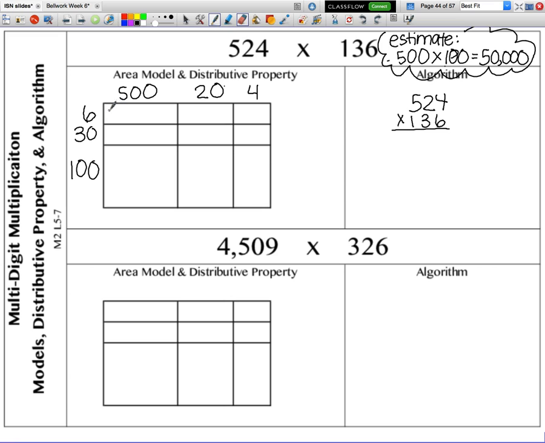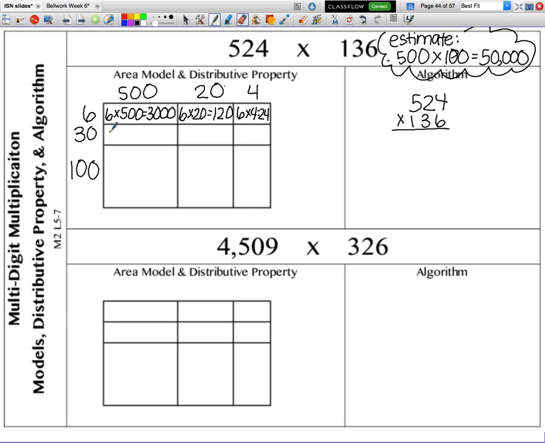So in this box right here, I know that my multiplication problem is 6 times 500. I know that 6 times 5 is 30, and then I add 2 more zeros, so I get 3,000. Continuing on with the 6 here, I know that this box here is 6 times 20, which I know is 120. And this last box is 6 times 4, which we know is 24.